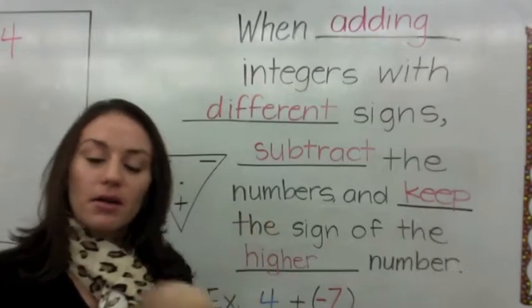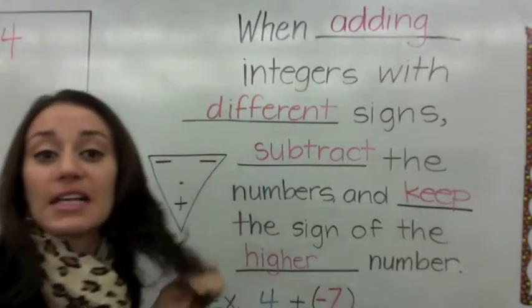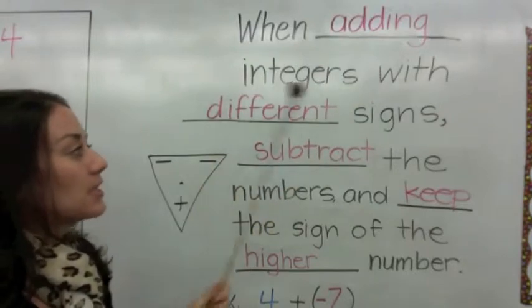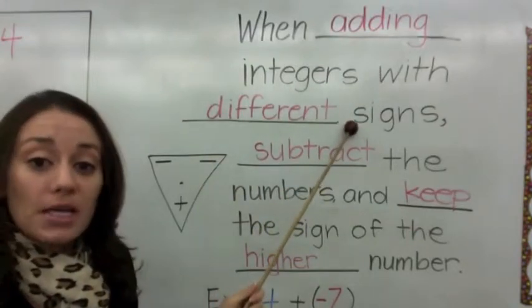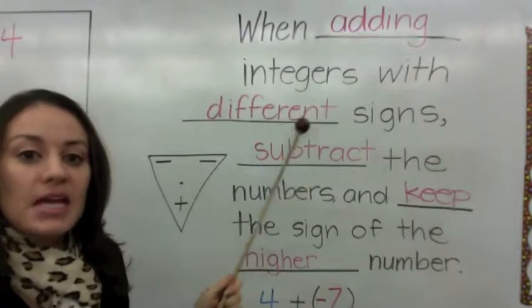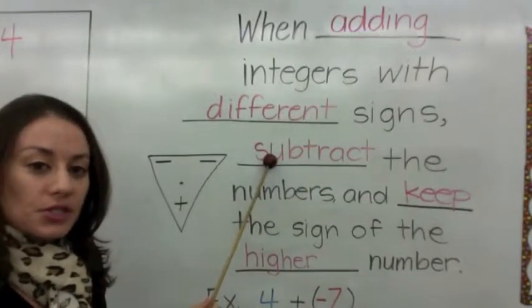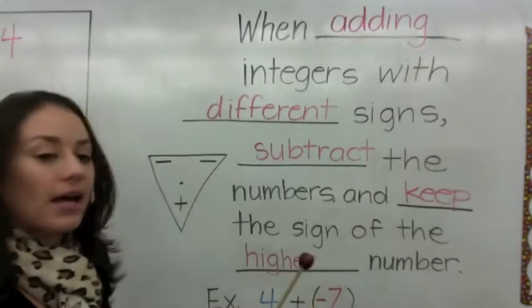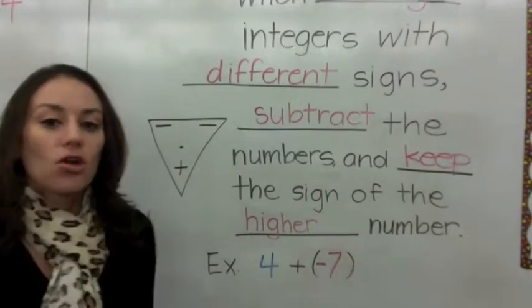This is the second part of the adding integers song, and it says, when adding integers with different signs, again, different is one is positive and one is negative, subtract the numbers and keep the sign of the higher number. Go ahead and get that down.